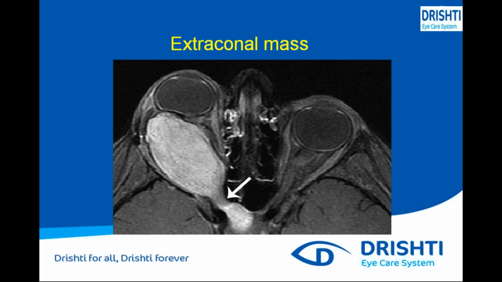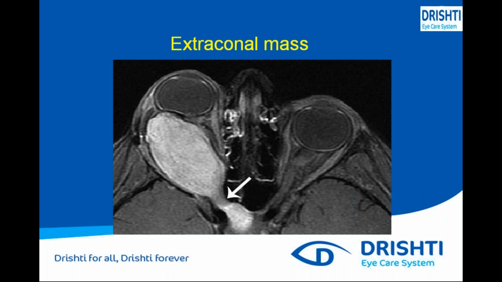And if it is a little bit deviated nasally, temporally, inferiorly or superiorly, that is called abaxial proptosis. So if it is an intraconal mass, there will be axial proptosis. If it is an extraconal mass, there will be abaxial proptosis.